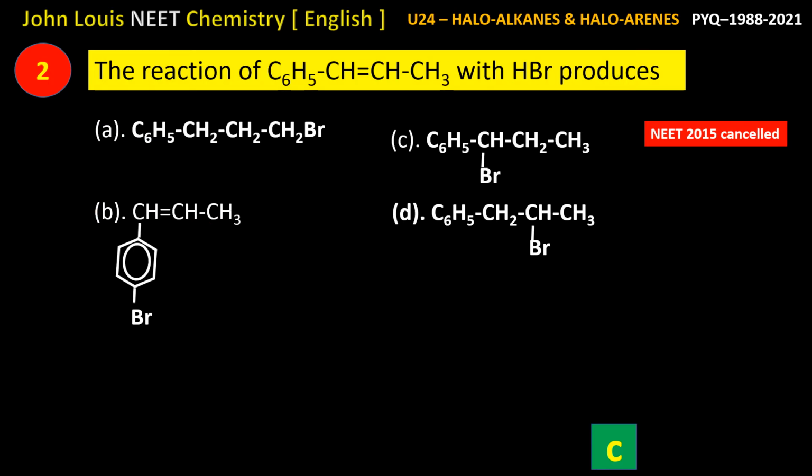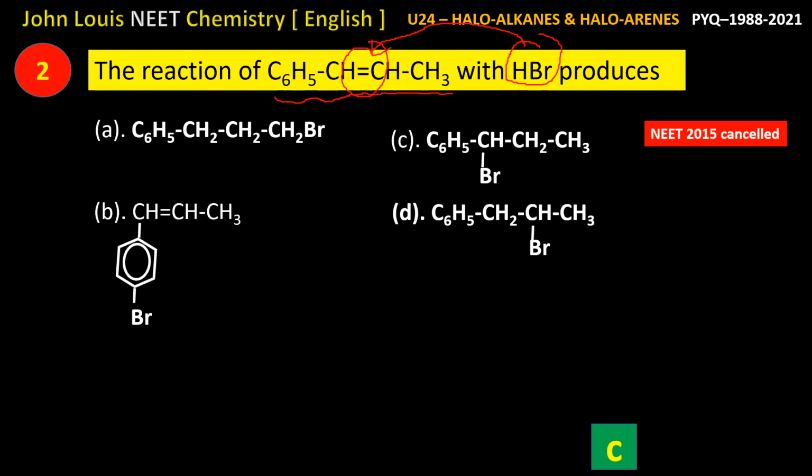The reaction of C6H5CH=CHCH3 with HBr produces... They are given four options here. So here very clearly we can understand HBr will undergo addition reaction between the two carbons in the double bond.